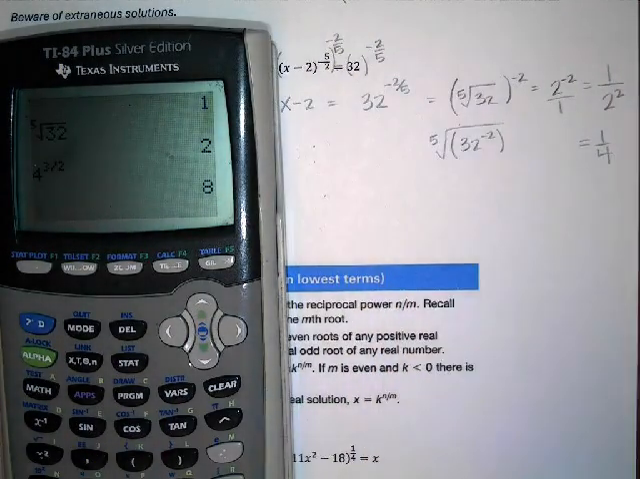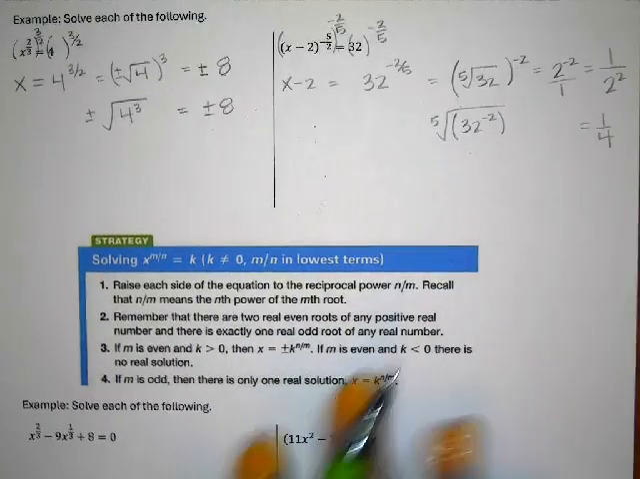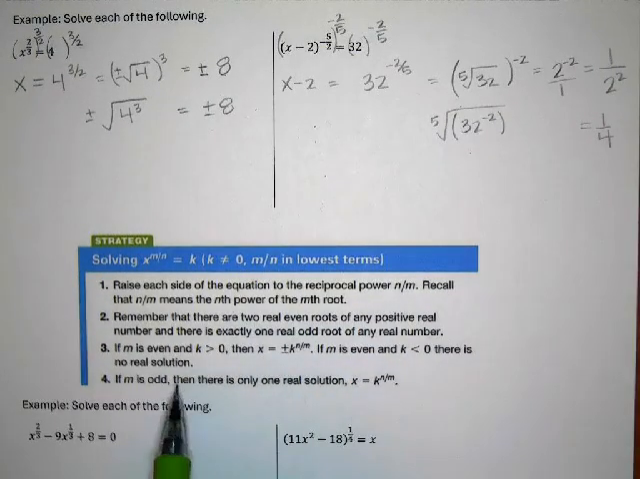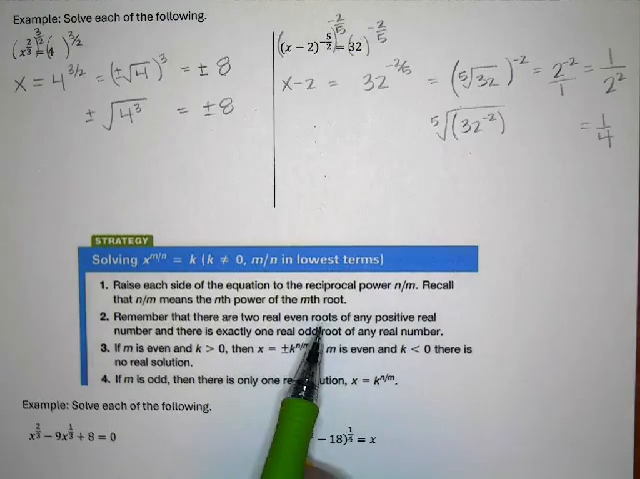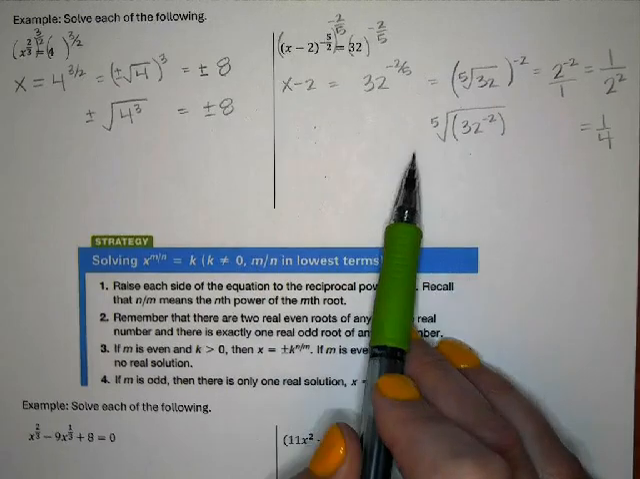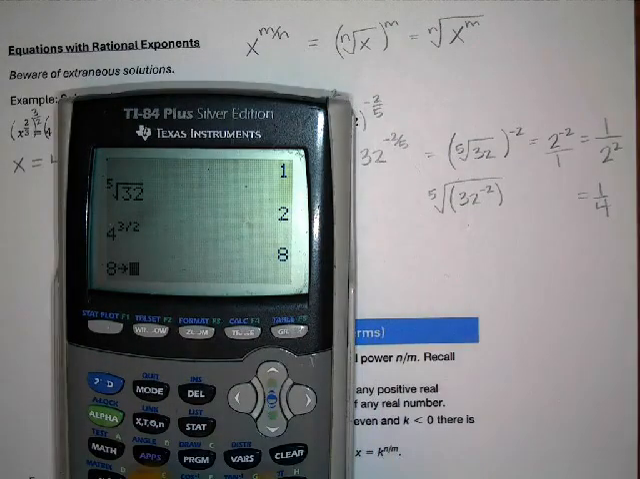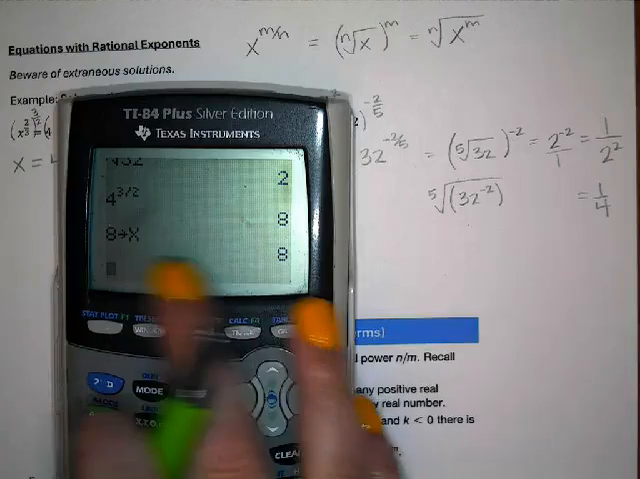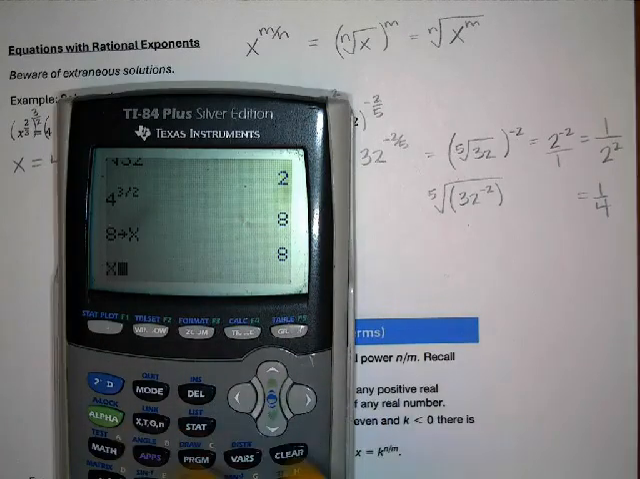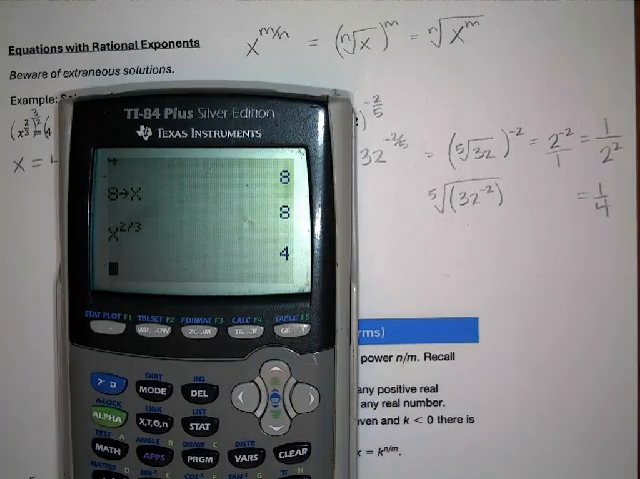The strategy is down here to kind of help you, but I think this is a little bit confusing. So I just like to think, if it's an even root, I have plus or minus. If I'm not taking an even root, then I just have 1. Okay, so let's plug these answers in and just make sure that they're good. So I'm storing the 8 as x, and then I've got x to the 2/3. That gives me 4. I've got negative 8 stored as x. Negative 8 to the 2/3, also 4. So both of those answers were good.